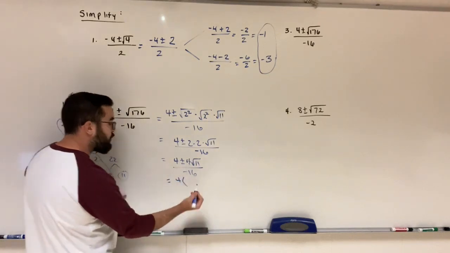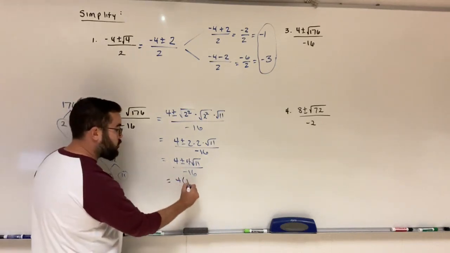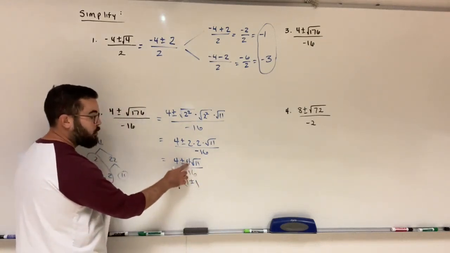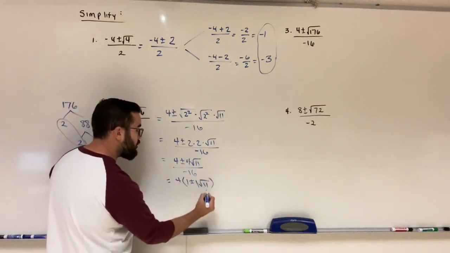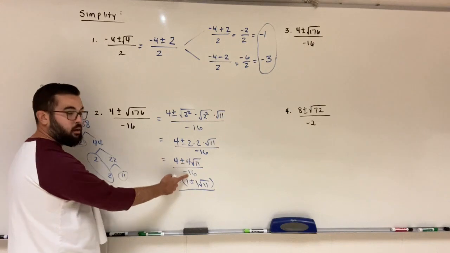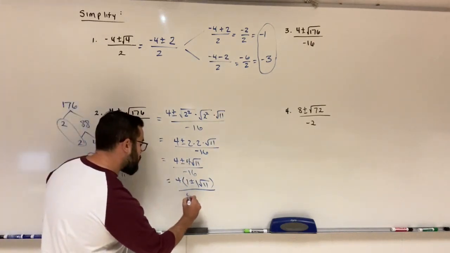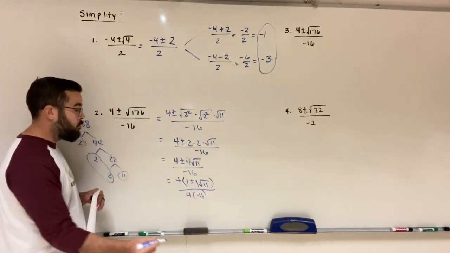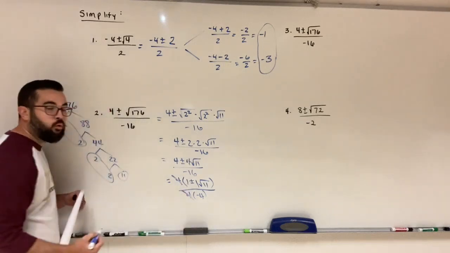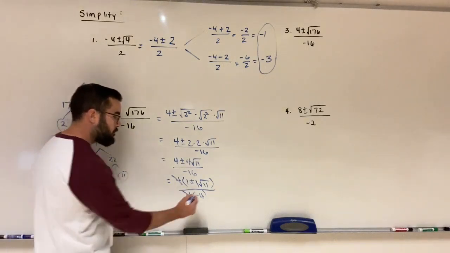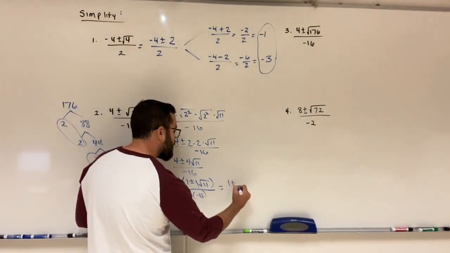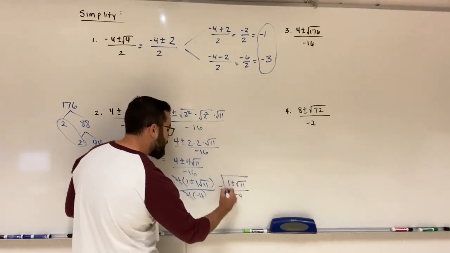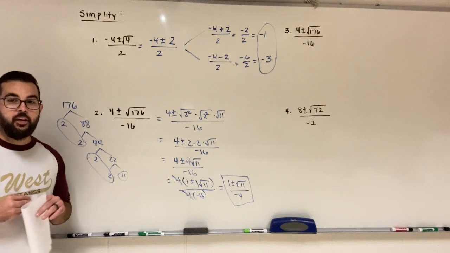So when I factor out a 4, from this I just have 1 plus or minus. I factored out this 4, so it's going to be 1 times the square root of 11 over, I'm going to factor out a 4 from -16, so I have 4 times -4. Now why would I want to do that? Well, now this 4 and this 4 cancel out, leaving us with 1 plus or minus the square root of 11 over negative 4. And that is fully simplified.